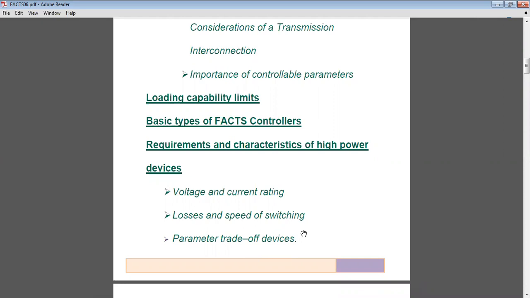So here we have taken different losses: switching loss, on-state losses, and even when the device is off, leakage current will be there, so those losses will be there. Gate power losses also will be there, because sometimes in the case of inverters you have to give the gate current continuously. Then the speed of switching also you have to consider.